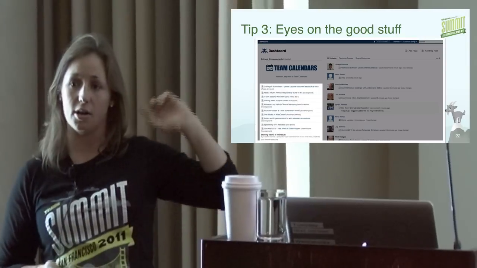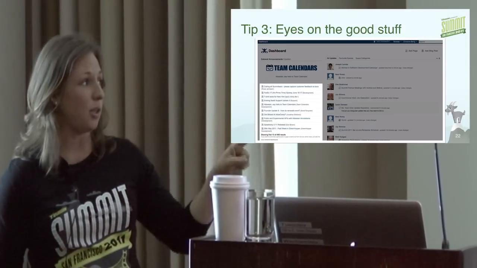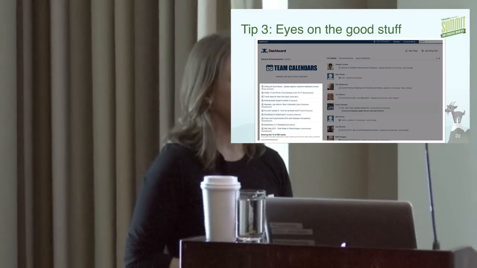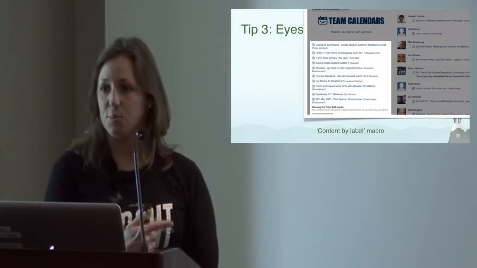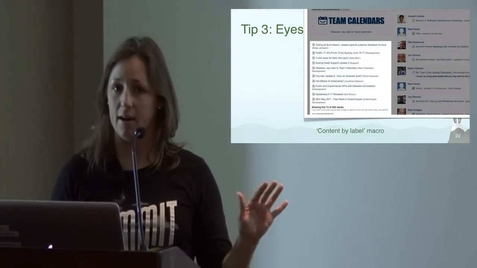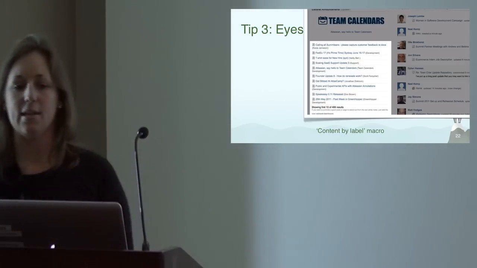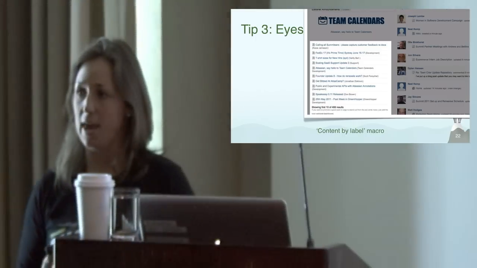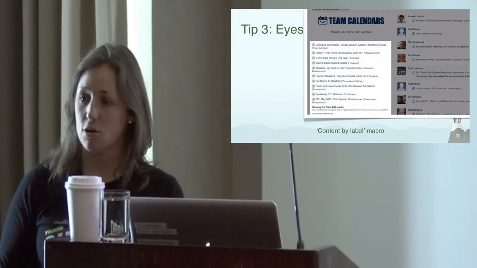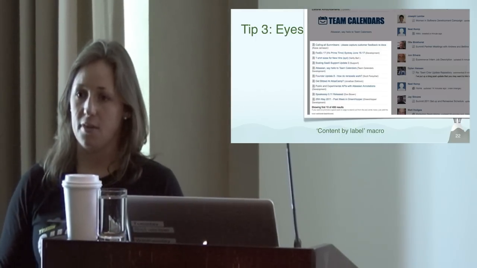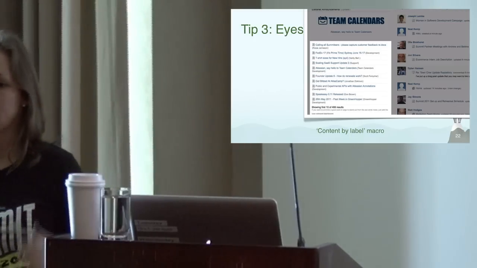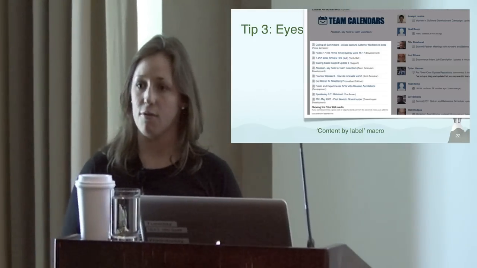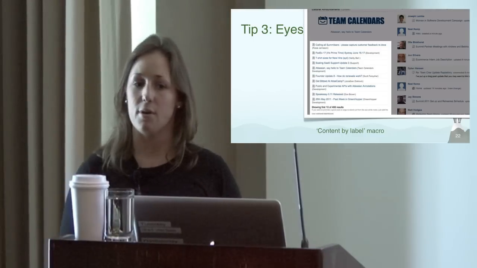This is on our internal instance at Atlassian. What you'll notice here is this is using the content by label macro so that the dashboard always has dynamic content. What that means is that anyone who's publishing a page or a blog that they want to show up on the dashboard knows that they can use a very specific label and it will show up. It also means that everyone knows where to go for important, exciting, new information.